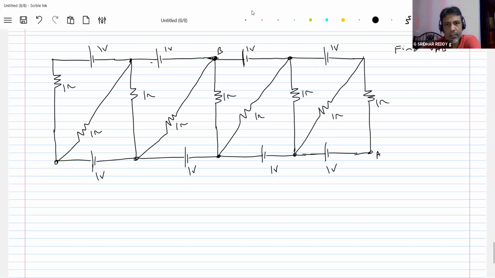Okay, I'll start with this. Let this be 0 volt, and let me assume the potential of this be x. Then this is a cell. The potential difference should be 1 volt, so x plus 1. The potential difference here should be 1 volt, so shall we write x plus 2, x plus 3, x plus 4. Then the drop should be the EMF, this should be 1. So therefore this should be 1 volt, 2 volt, 3 volt, 4 volt.